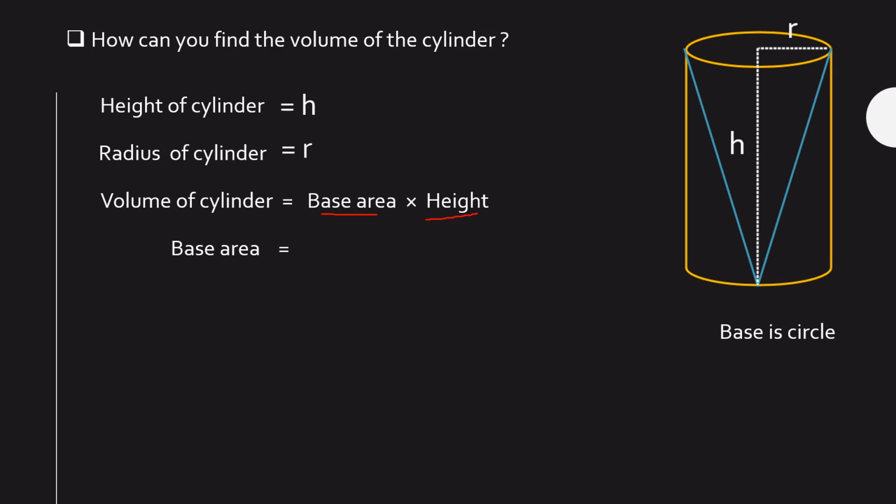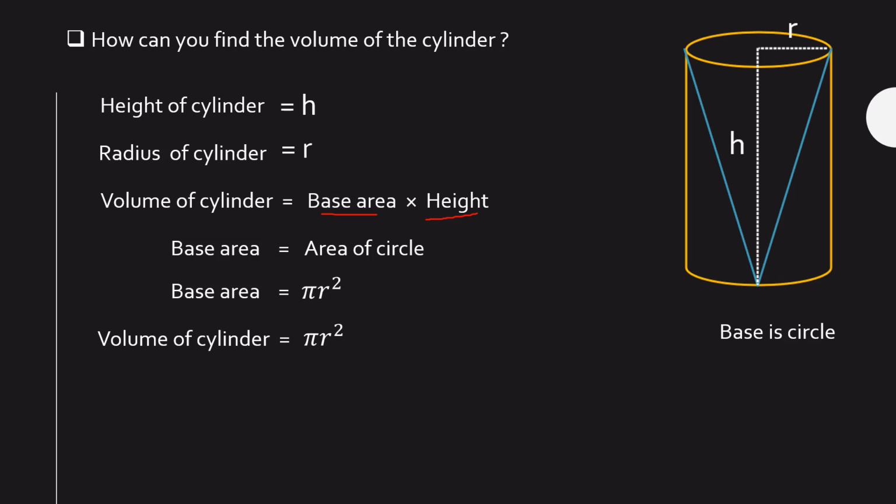So what will be the base area? Yes, area of circle. And what is the area of a circle? Very good. It's pi r square. So write down this: base area equals pi r square. Don't forget this because you have learned it from very small classes. And you got the base area and height. Now complete the remaining step and tell me.